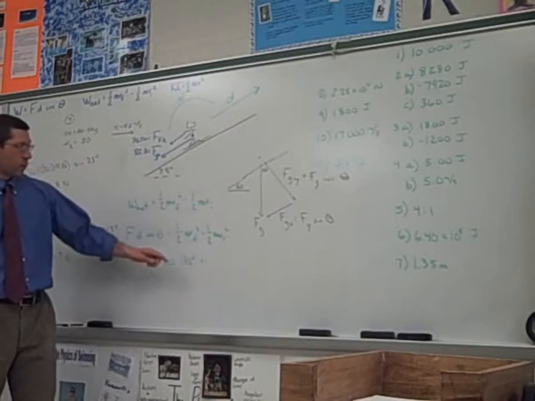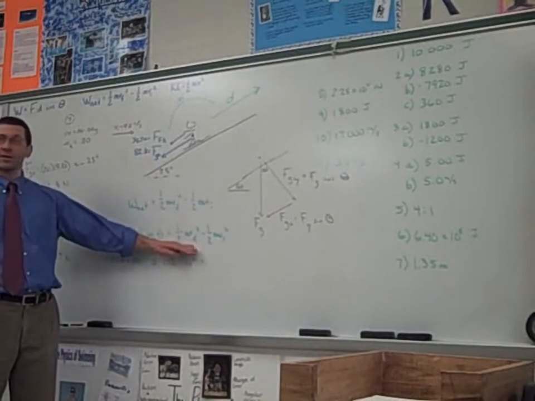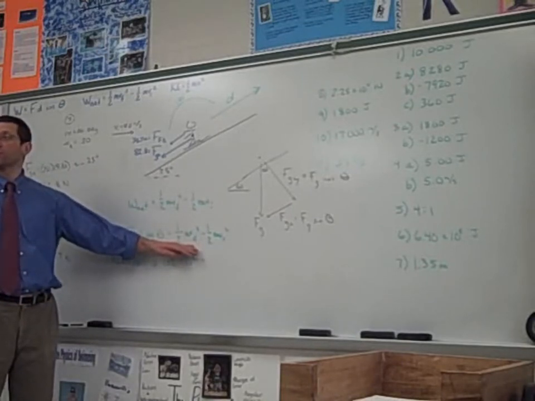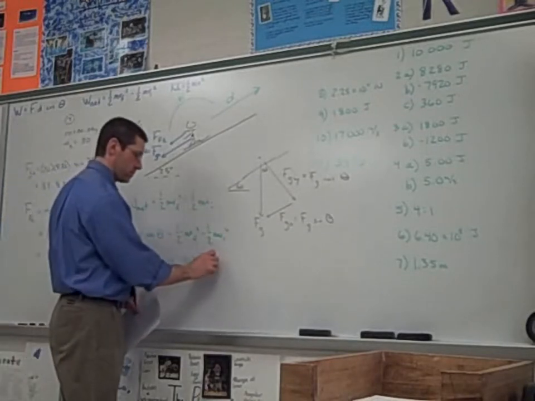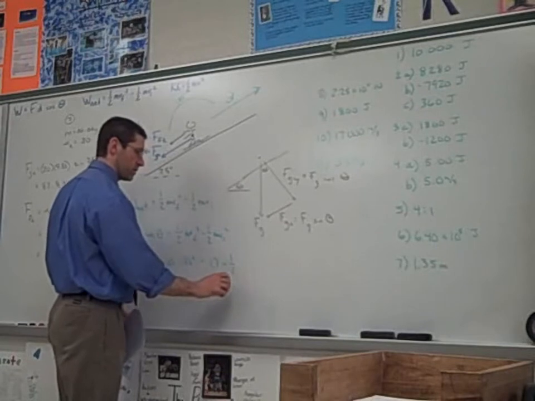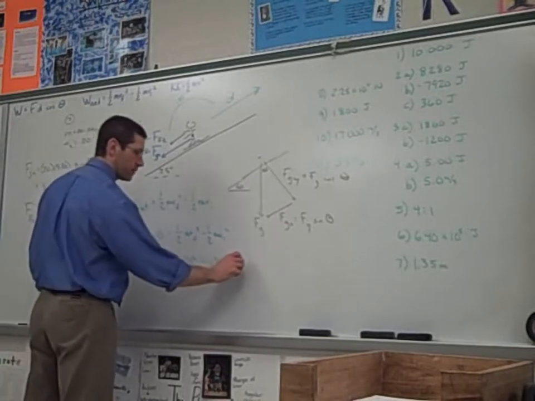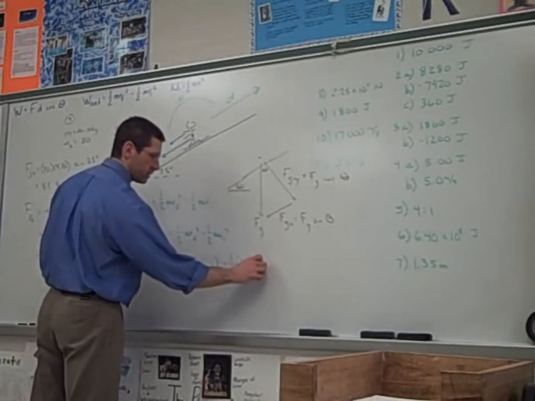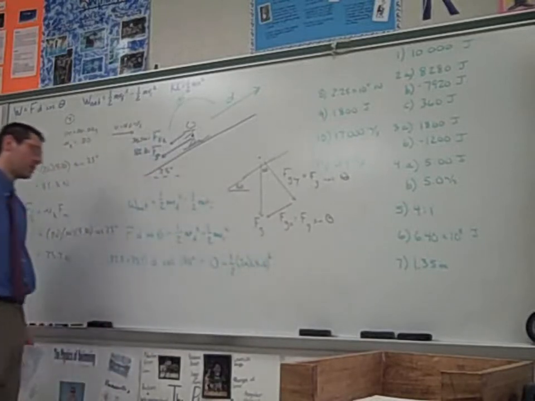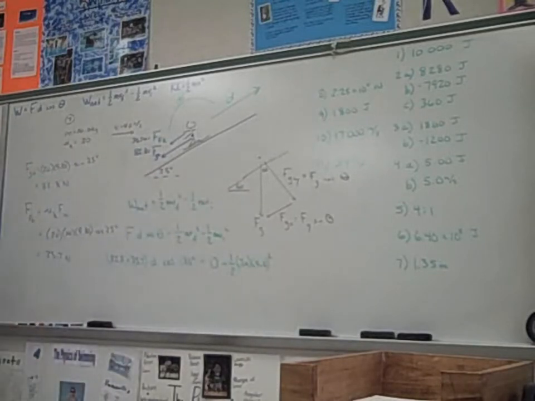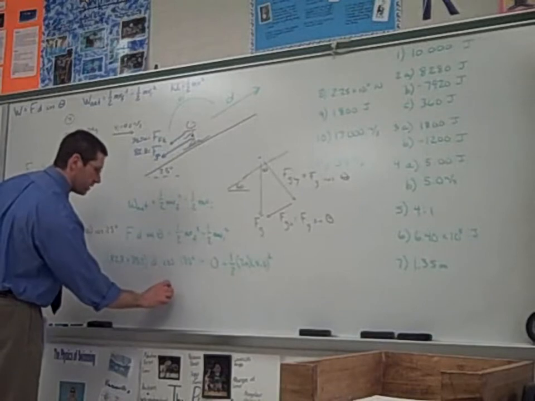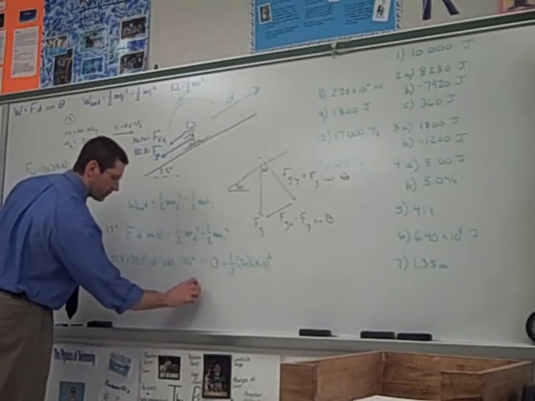Equals, now, what is the 1/2 m vf squared of the monkey? What is his final kinetic energy going to be, in other words? Zero. Minus his initial kinetic energy, which was 1/2 total mass times the initial velocity squared. And now you just solve for d. And so d is 1.35 meters.